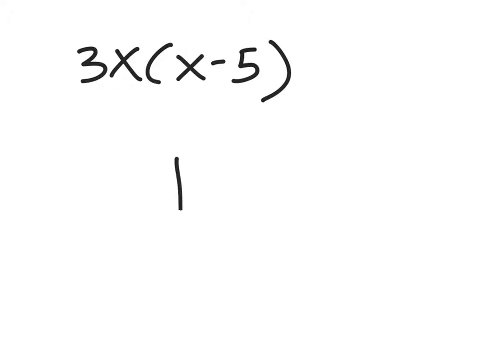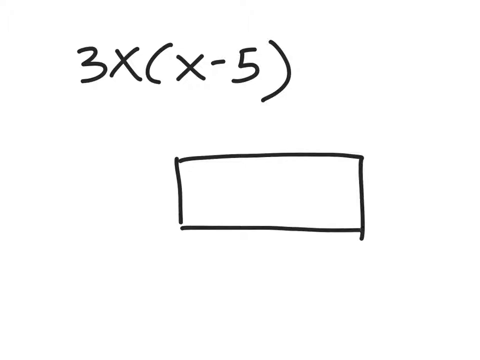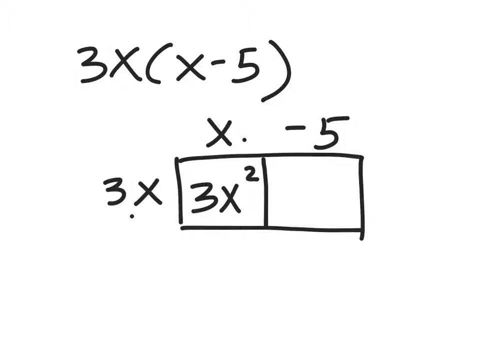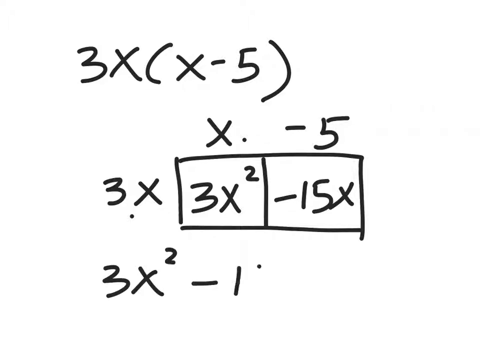Let's look at using generic rectangle, or I'm going to call it the box method, to multiply 3x times x minus 5. Well, I can draw a 1 by 2 rectangle, the length being 3x, the top is x and minus 5. Again, to get the area of this box, I do 3x times x becomes 3x squared, and 3x times negative 5 becomes negative 15x. So the result simply comes out to be 3x squared minus 15x.